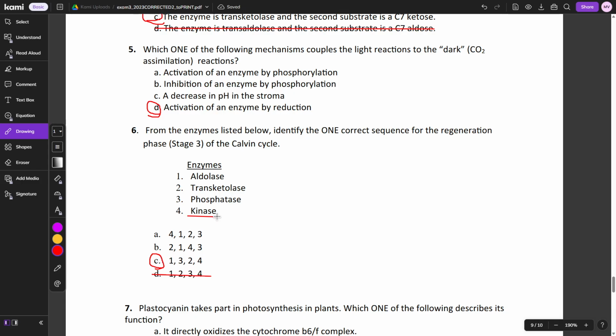To keep the cycle going, right? Because the thing that starts the whole cycle in the first place is ribulose 1,5-bisphosphate. And so by adding that kinase in there, I go from ribulose 5-phosphate back to ribulose 1,5-bisphosphate, and I can do the cycle all over again.